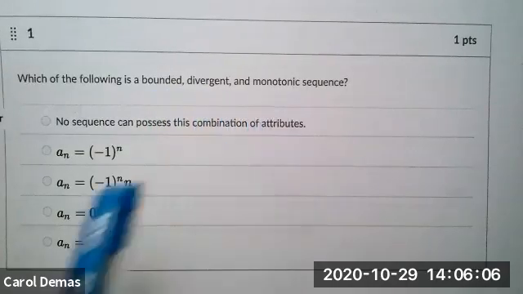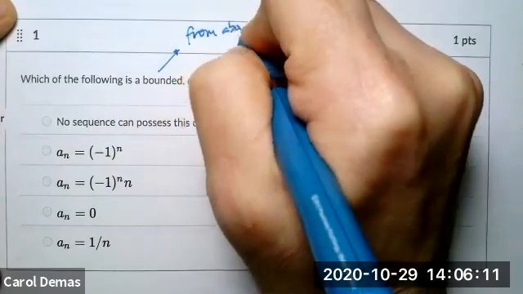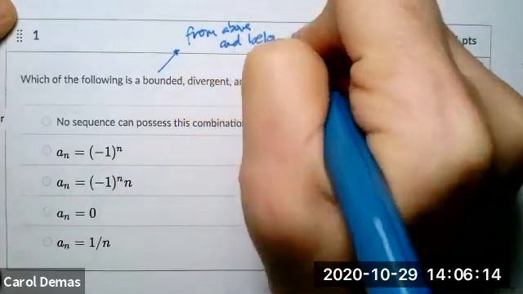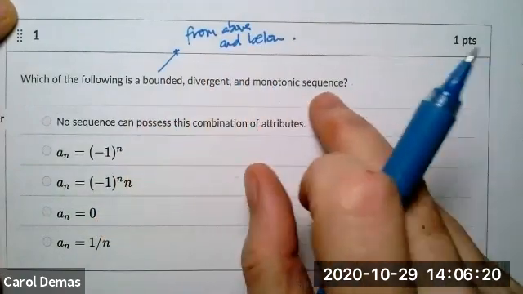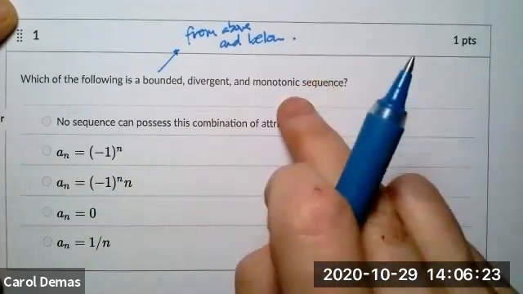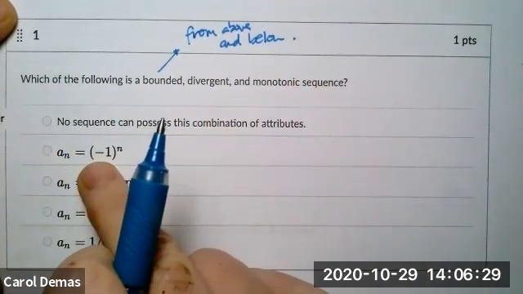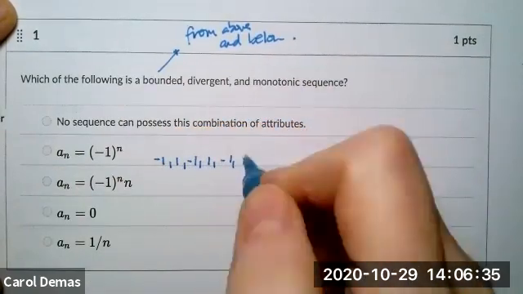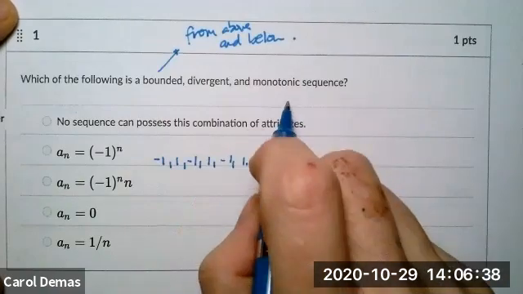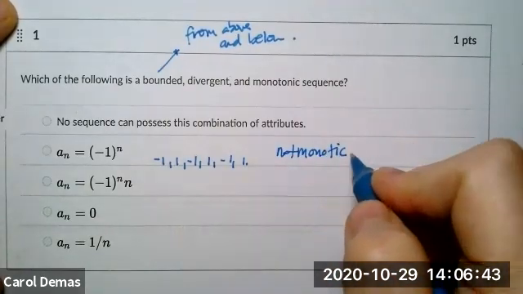Yeah. Okay, the first one is, which of these is bounded, divergent, and monotonic? Now, bounded means it's bounded from above and below, okay? Divergent means that it doesn't converge. Monotonic means it's either staying the same and getting bigger or staying the same and getting smaller, but not both. Okay, so look at this first one, -1 to the n. That's going to be -1, 1, -1, 1, -1, 1. And it is bounded, but it's not monotonic because it's going up and down.